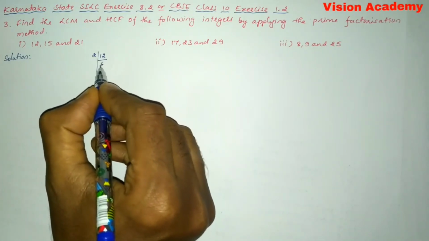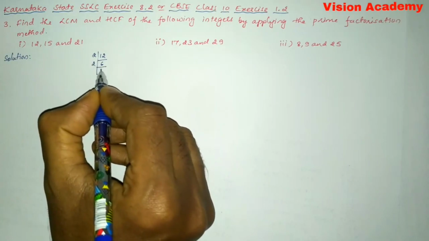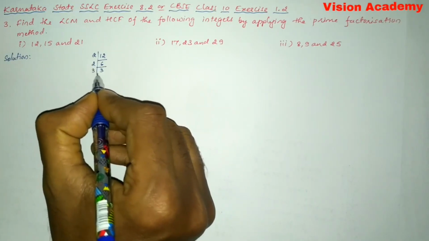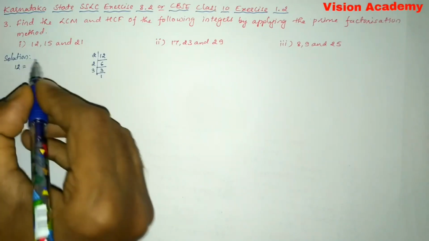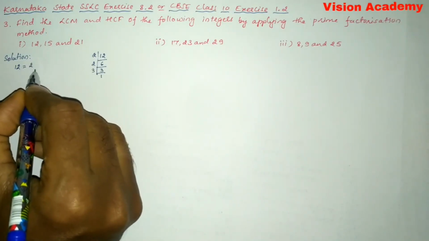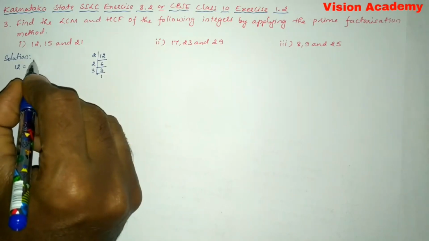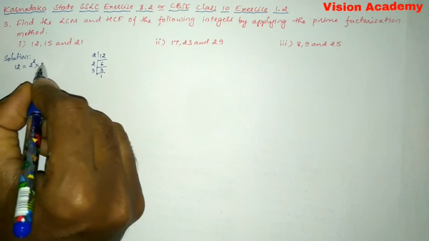So 2 sixes are 12. Next again by 2, 2 threes are 6. Next prime factor 3, 3 ones are 3. So here 12 can be written as the product of prime factors 2 into 2, twice, we can write 2 to the power 2 into 3.